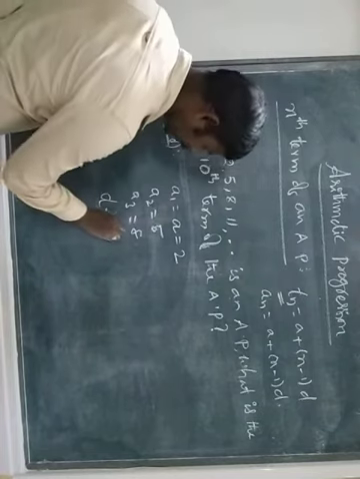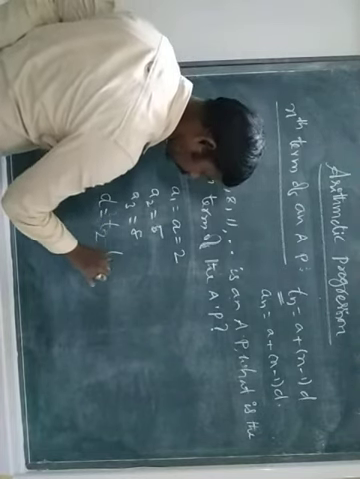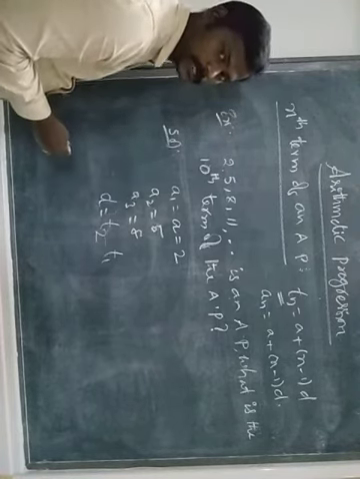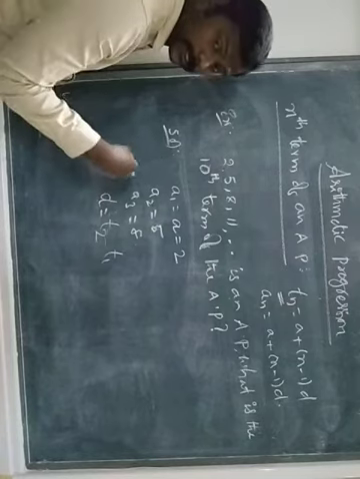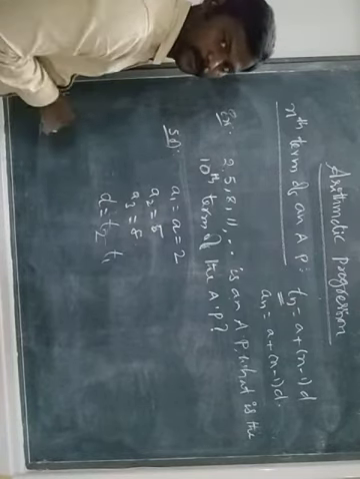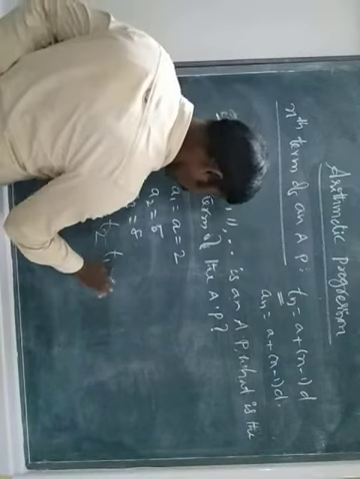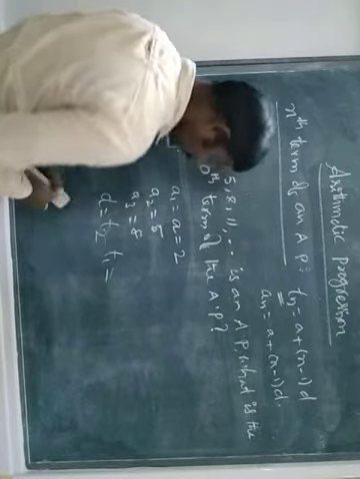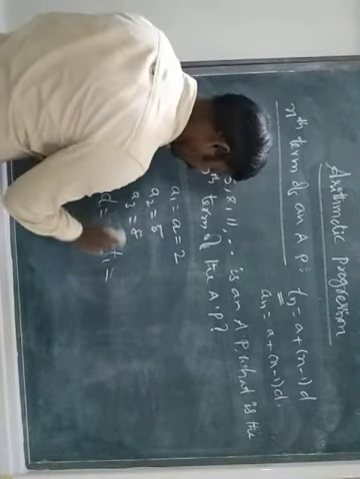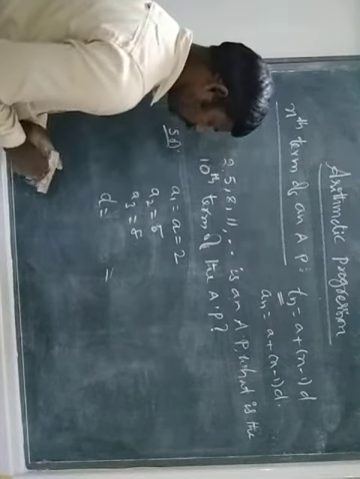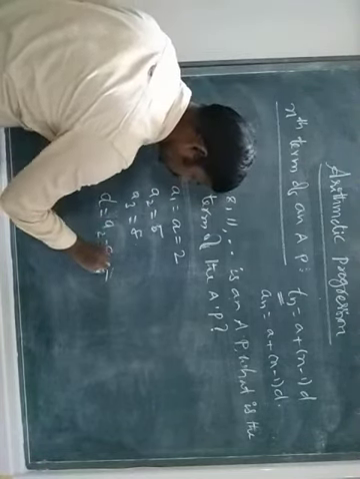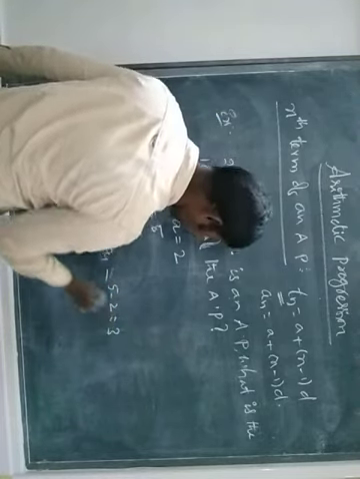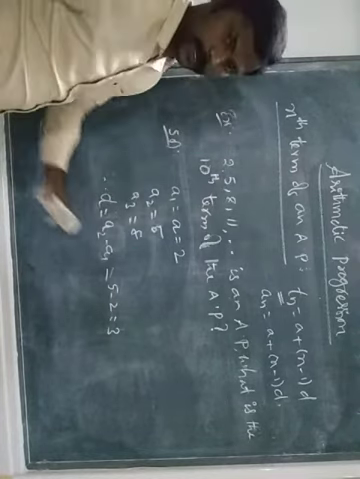So how to find the D value? The formula is second term minus first term, or third term minus second term, or fourth term minus third term: successive term minus predecessor term. That is the common difference. So here A2, that means the second term. Some textbooks give T2, T1, or A2, don't confuse. So we write A2 minus A1: the second term value is 5, 5 minus 2 is 3. So we know the D value is 3.